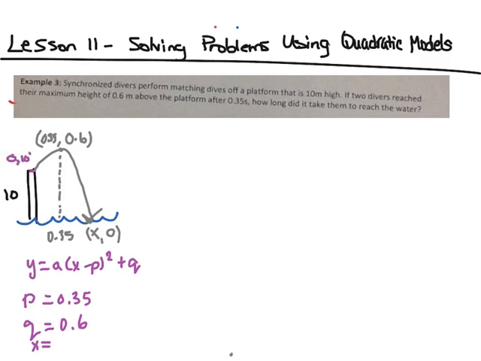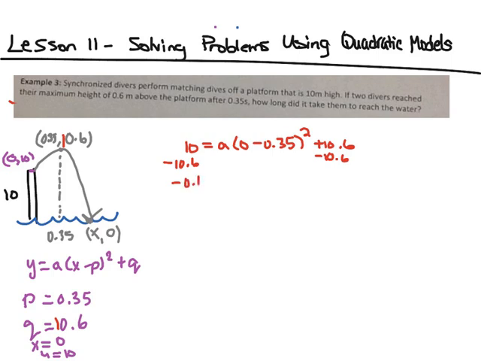At 0 seconds, he's 10 meters high. So 0 is x, y would be 10. Okay, let's plug this into the equation and solve for a. So y is 10 equals a times (x is 0, minus 0.35) squared, plus 0.6. So we're going to minus 0.6 from each side. And by 0.6, I mean 10.6, because there's 0.6 meters above the platform. So that's 10.6 meters.